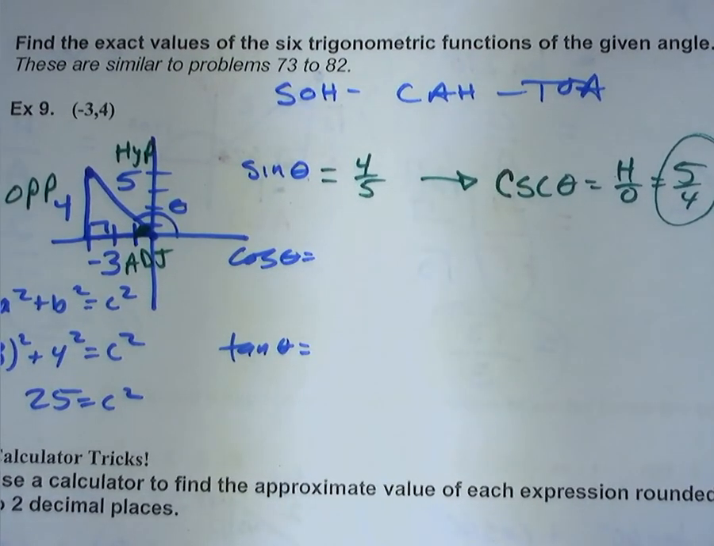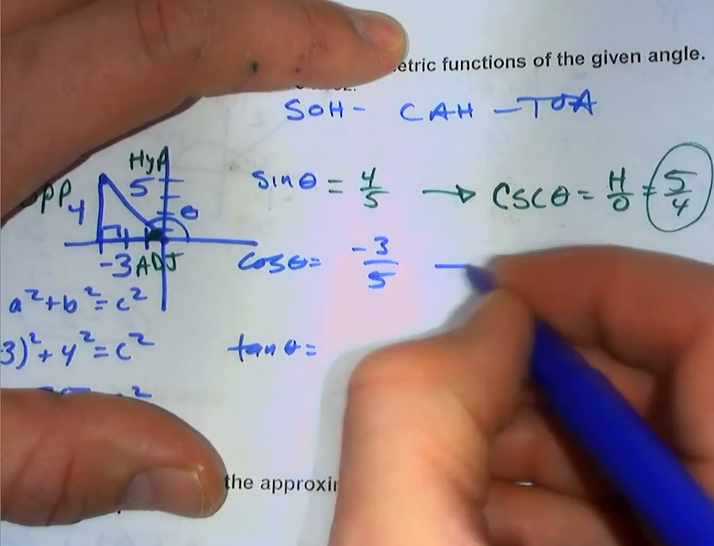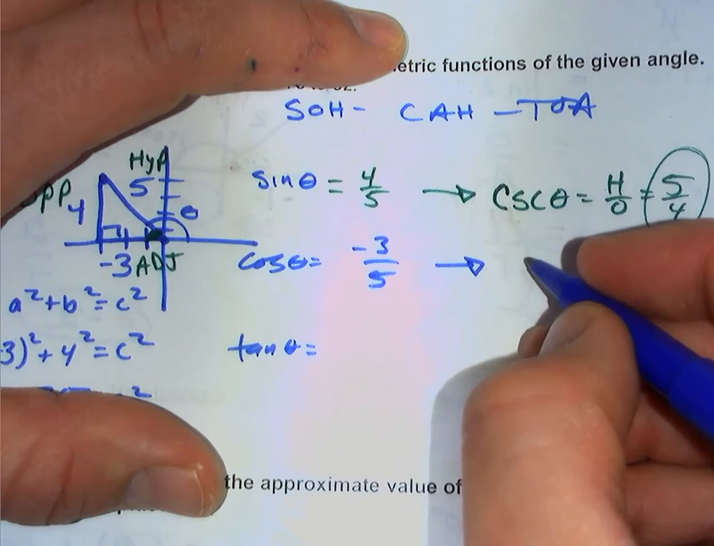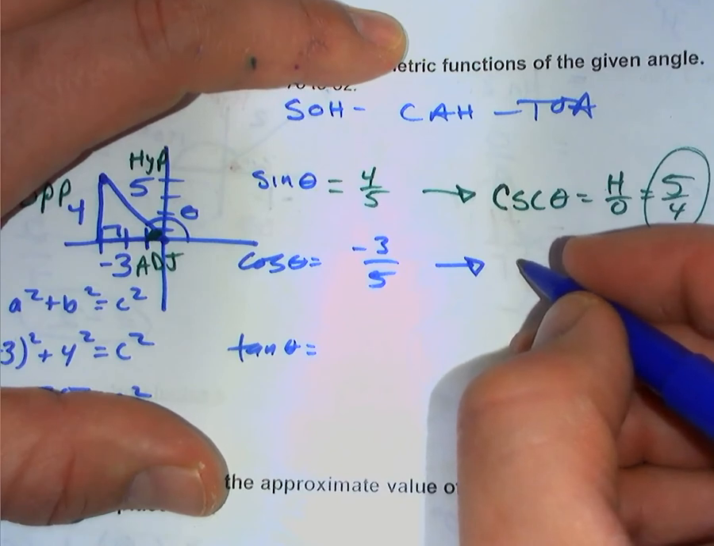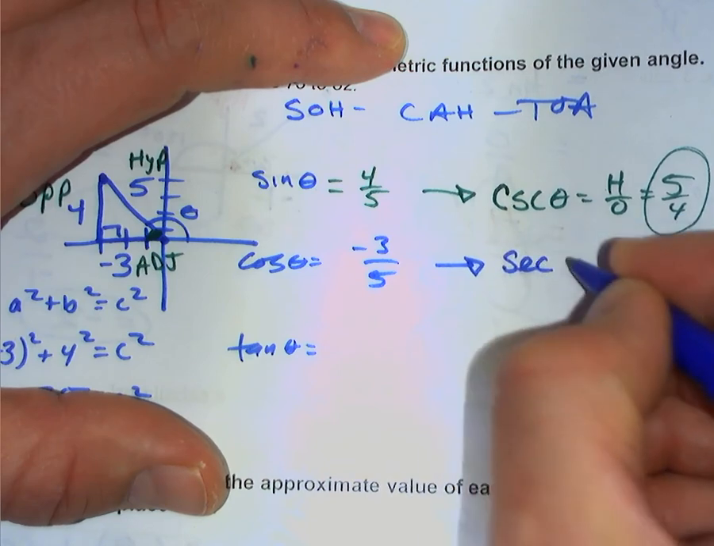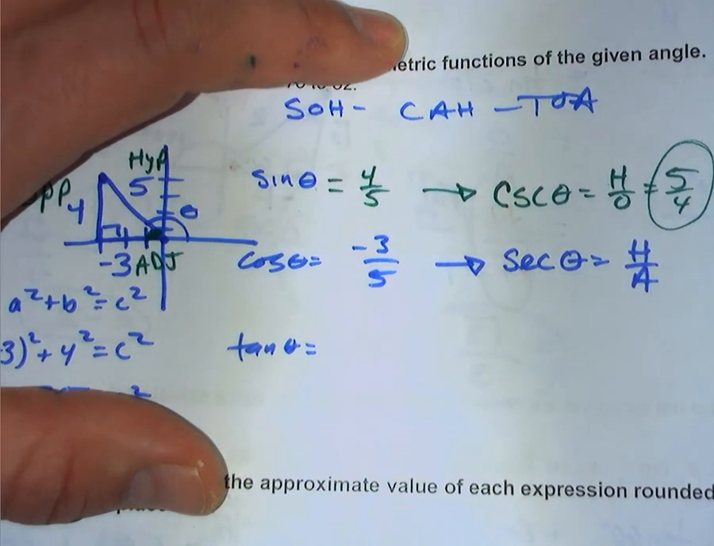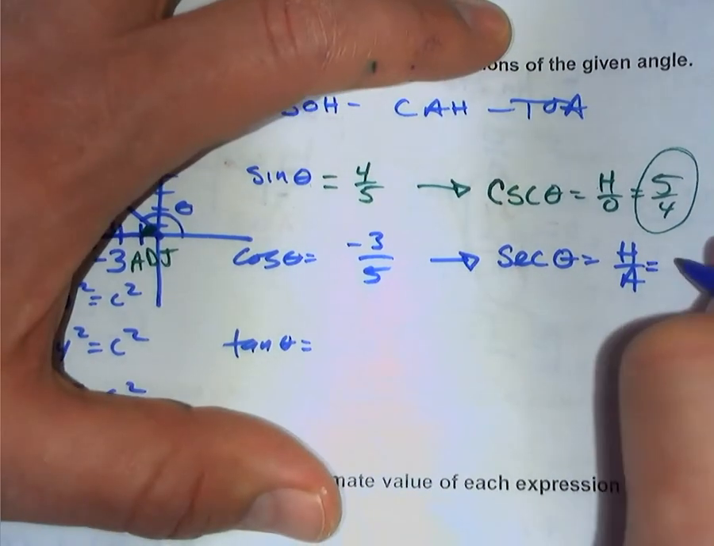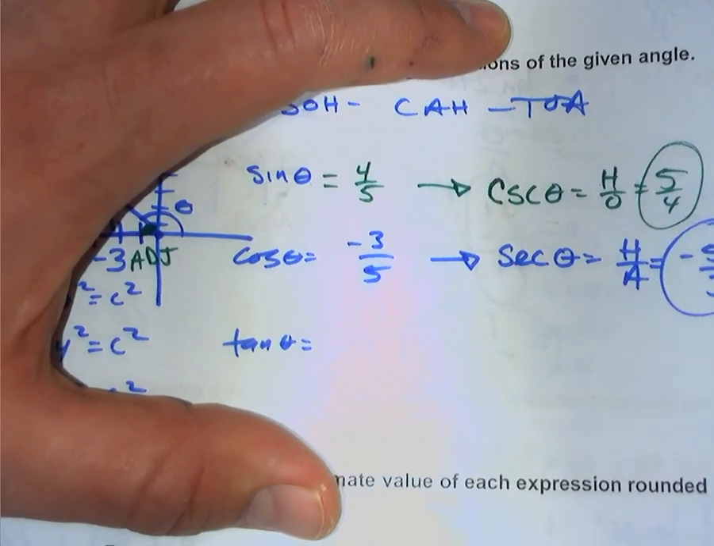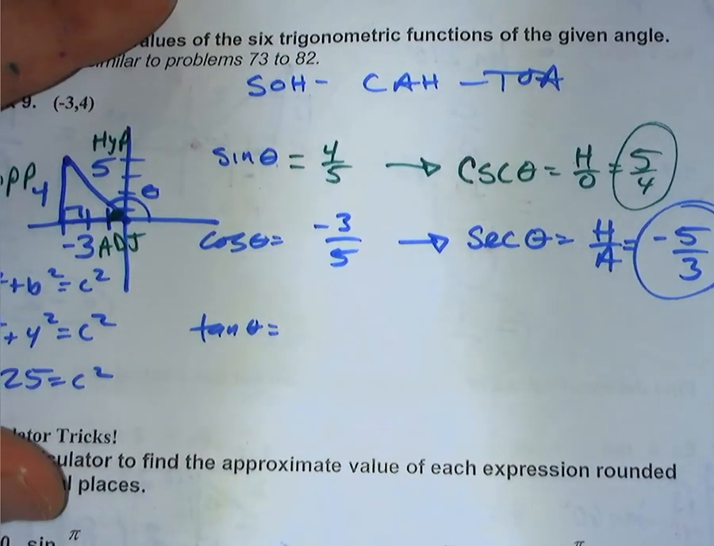Okay. Cosine, what's cosine? Who's his buddy? Secant? There you go. That's the funny one. Just flip that thing over. What do you get? Negative 5/3 or 5 over negative 3, either way. Perfect. Last but not least, we got tangent.